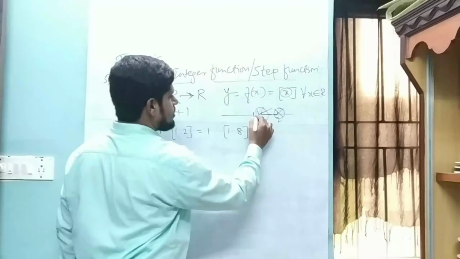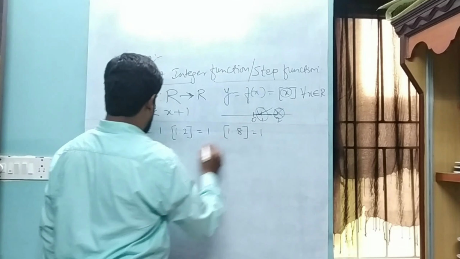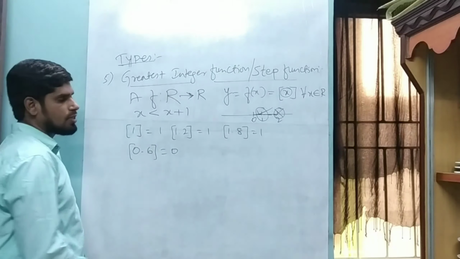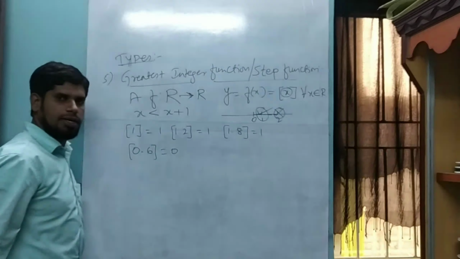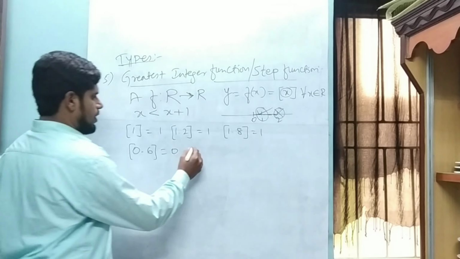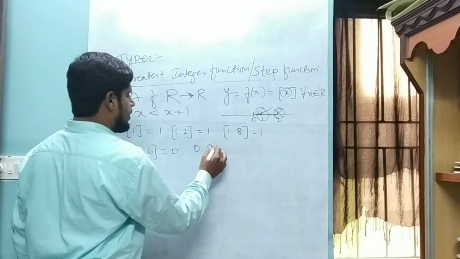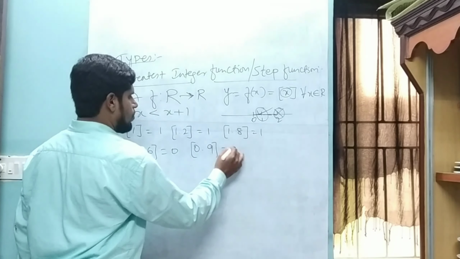Like that, if I take 0.6, that means it is between 0 and 1. It is always 0 is the answer. As I said, it is never equal to its right side value, the next value. Even if I put 0.9, still it is 0.